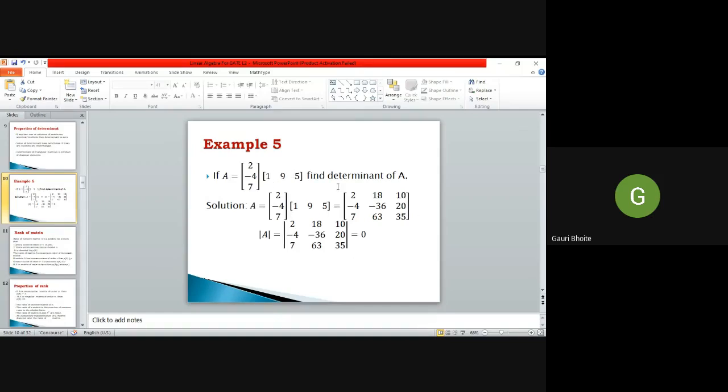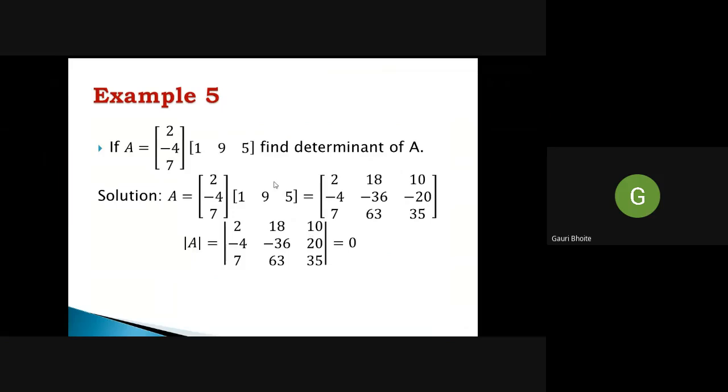So 2 into this 1, 9, 5, so 2, 18, 10. Then minus 4 into 1, 9, 5: minus 4, minus 36, minus 20. Then the third, 7 into this, so 7, then 9 into 7 is 63, and 35. So now we have to calculate the determinant of this matrix A.